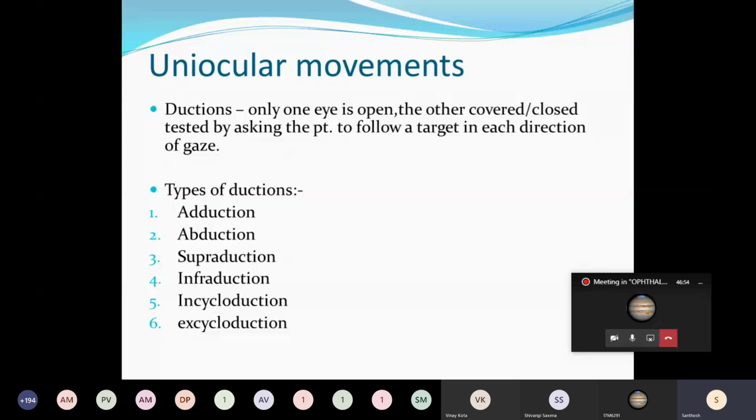The movements which are present in a plane exactly perpendicular to that are the convergence and divergence movements, which are in this anteroposterior plane. So we must be able to clearly understand the difference between the uniocular movements and binocular movements, so that when you are asked, you can very confidently tell the various uniocular and binocular movements.